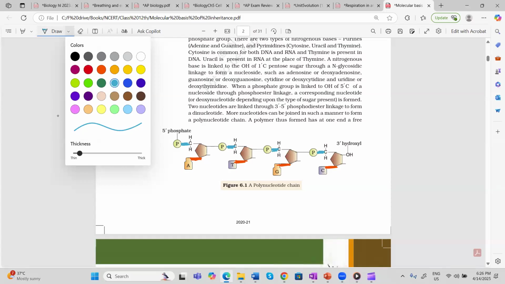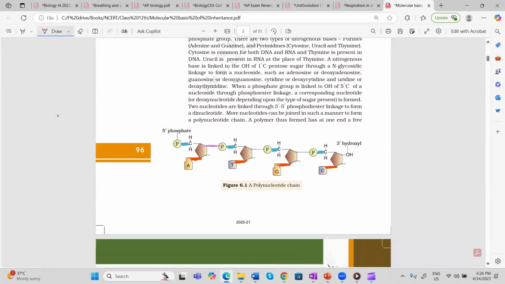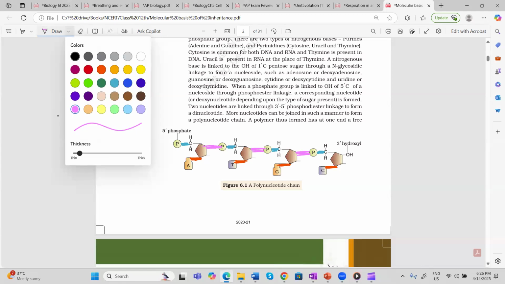And this is what? This is phosphodiester. How many phosphodiester bonds? 3. Pink 4? No, the pink color is 3 only. Okay, 3.